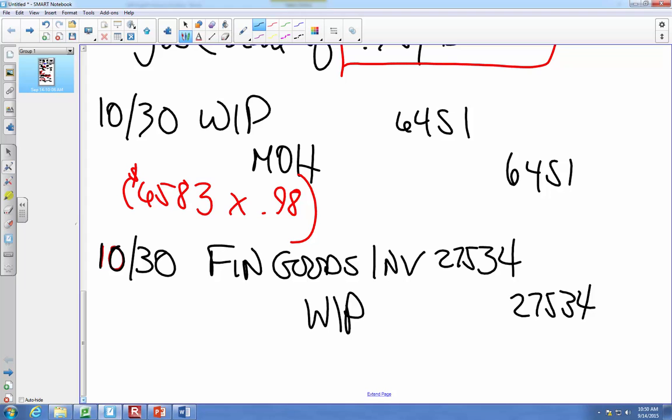Not quite there yet. My question is, what did this transaction do to your balance sheet? Who said that? Somebody say something. What did it do? Nothing. It did nothing. You swapped one current asset for another. These are both current assets. Just moved it from WIP into finished goods.